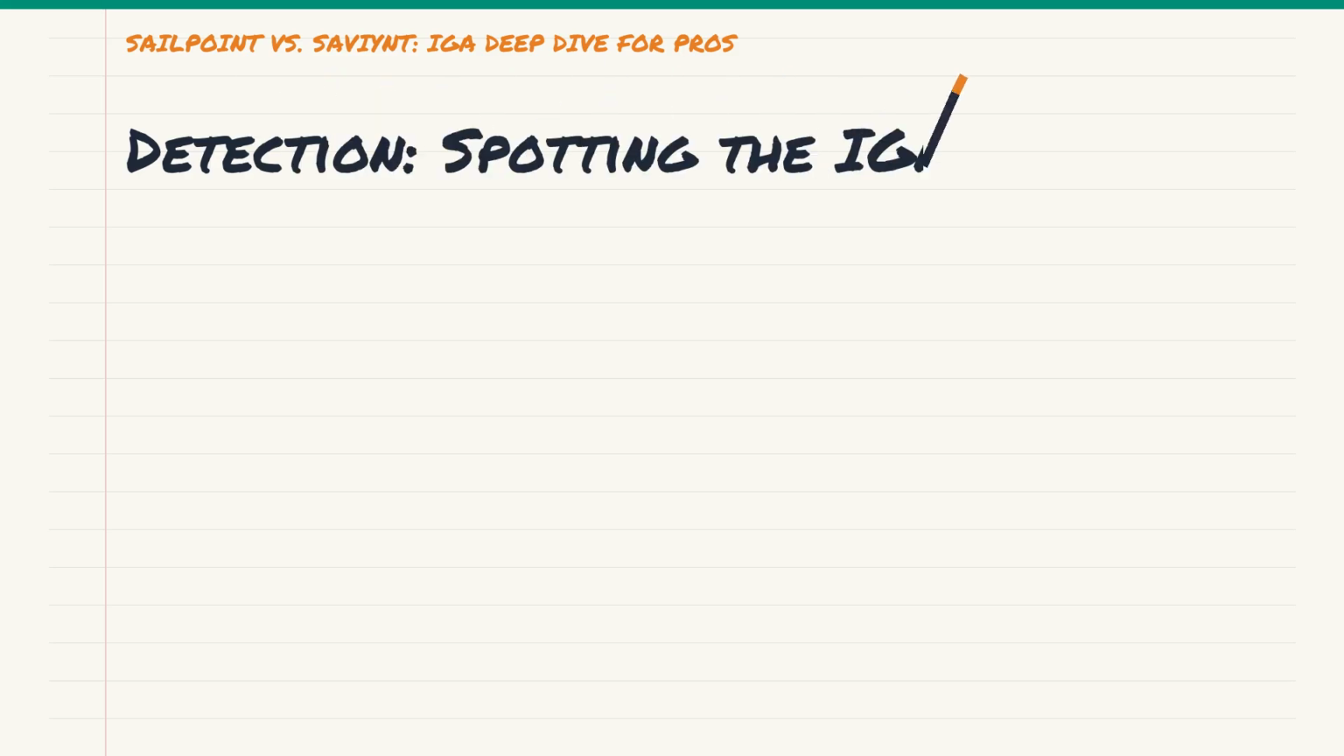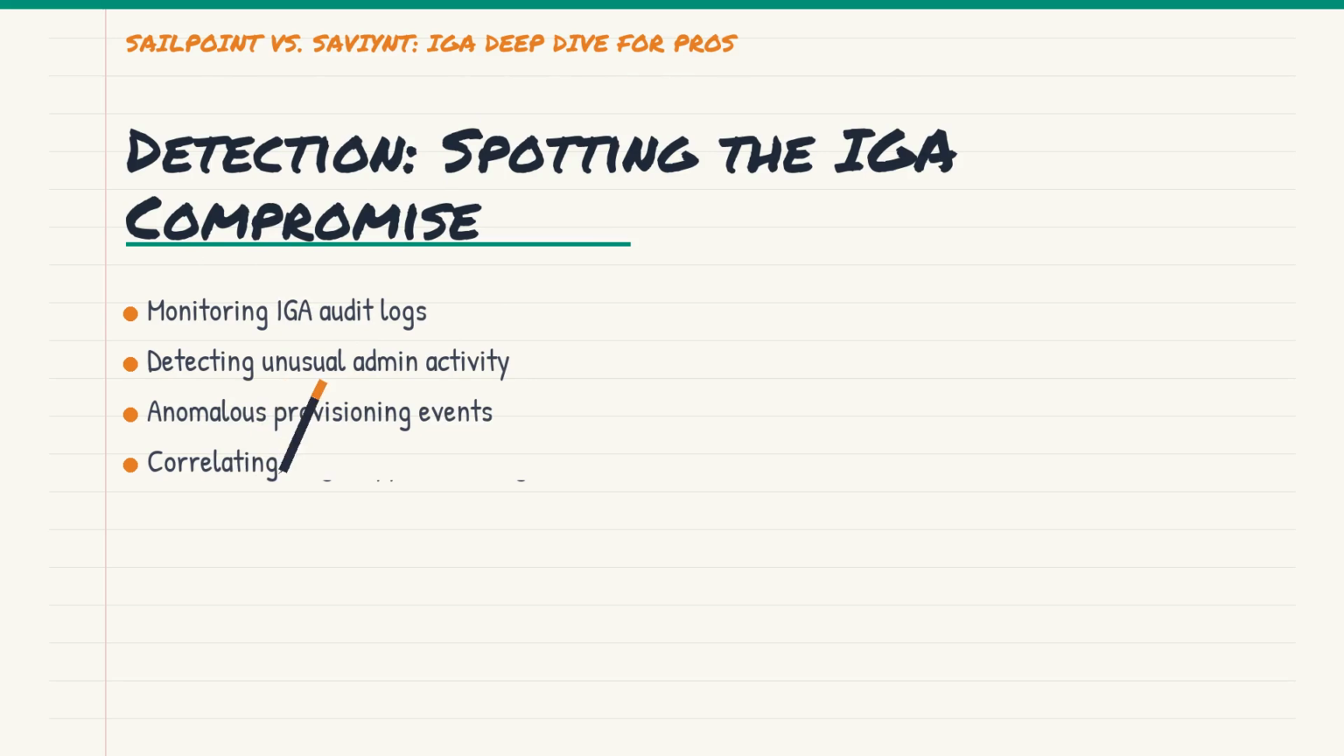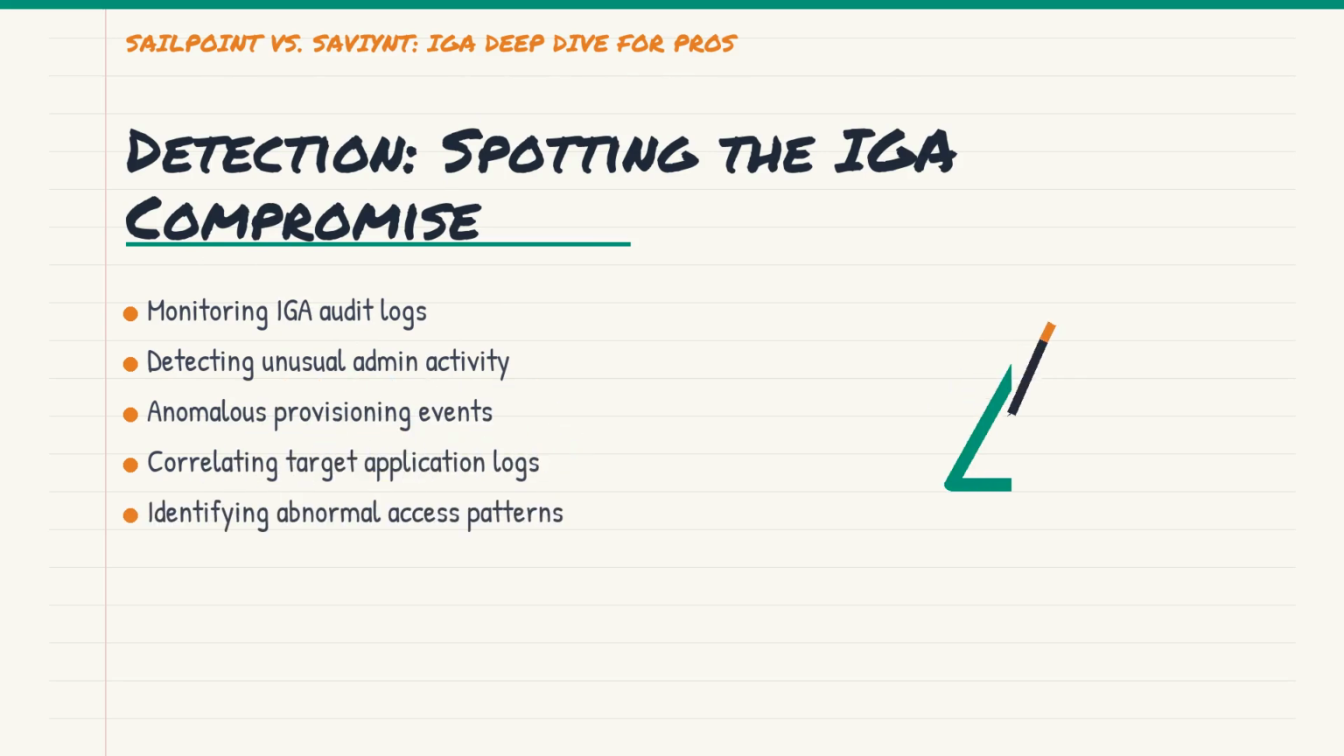How do we detect these kinds of issues? It often involves a multi-layered approach. Firstly, monitor the logs from the IGA tool itself. Look for unusual administrative activities, mass permission changes, disabling of SOD rules, unexpected provisioning events, or large numbers of access certification campaigns being completed too quickly or with too many auto-approvals.